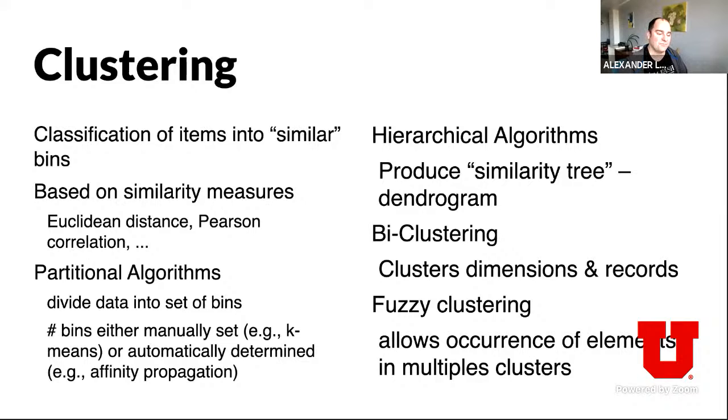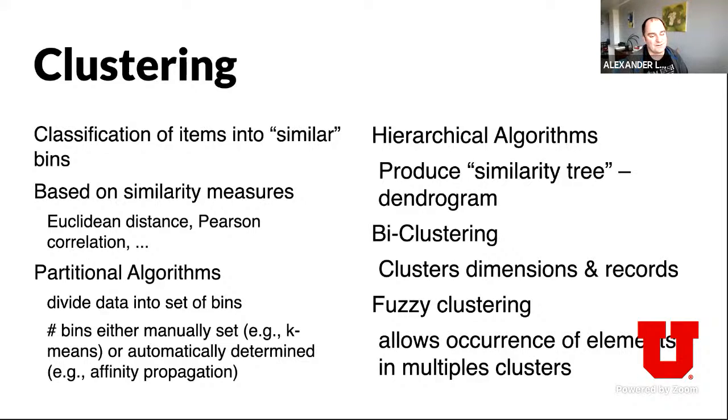In contrast to partitional algorithms are hierarchical algorithms. These produce a similarity tree, a dendrogram, and we can cut that dendrogram at some point to get a number of discrete clusters. But we can do that dynamically, right? So we can easily vary the number of clusters if we even need a discrete number of clusters. So these are the two major types of clustering algorithms, and then there are two other considerations that are a little bit orthogonal to this. Well, first, there's bi-clustering methods.